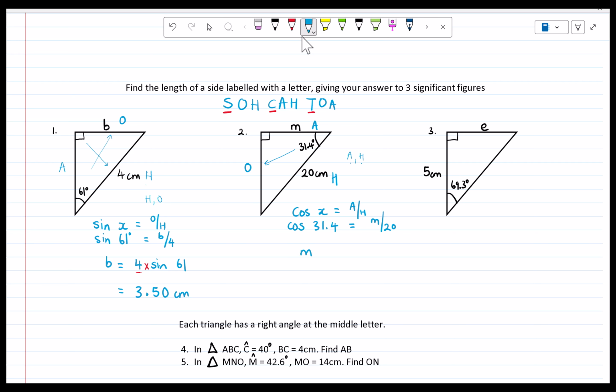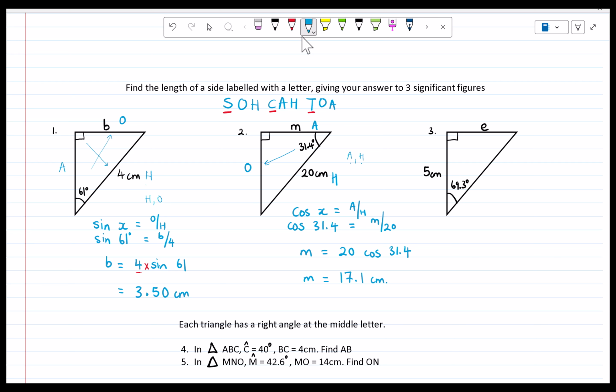So we will have M is equal to, remember always start with the number, that is 20 cos 31.4, and if you punch this, we get the value of M correct to 3 significant figures as 17.1 centimeters. That is the value of M.